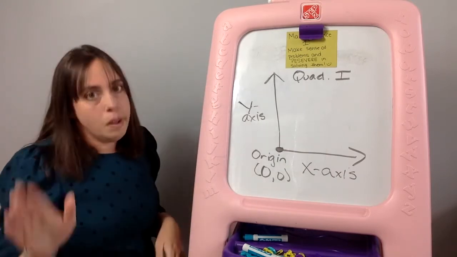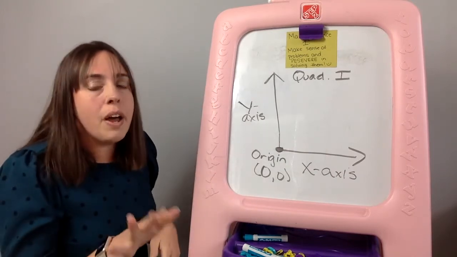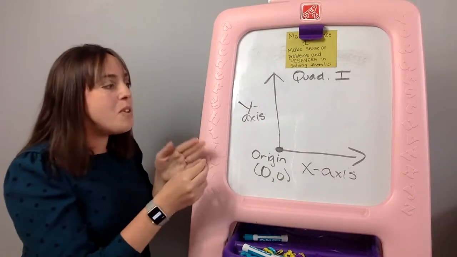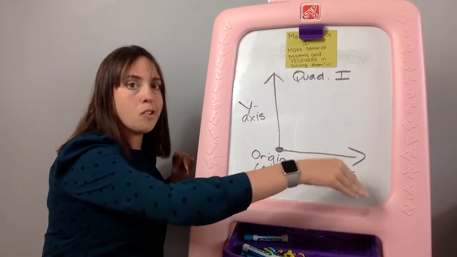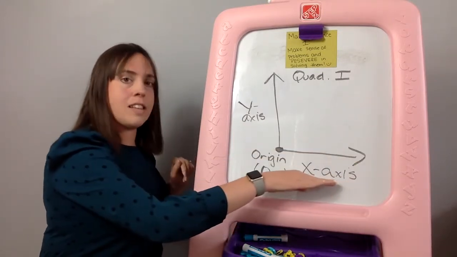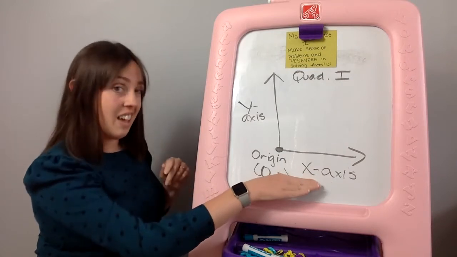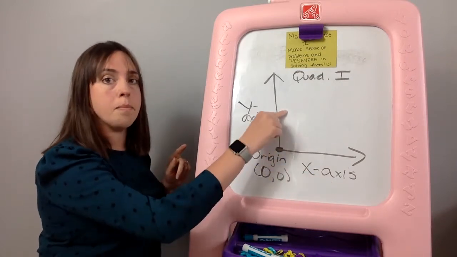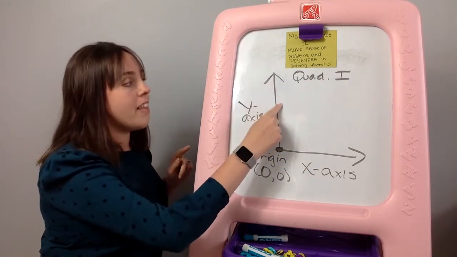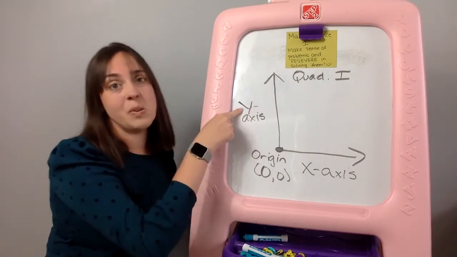Okay. So let me recap that because that was a little rough. If I am moving to the right, to the right, to the right, that's the X. Now up, now up, now up, that line is the Y.